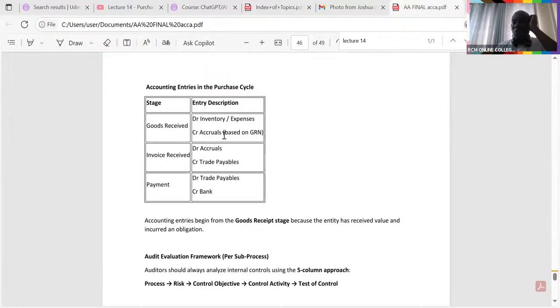So you as an accountant, which document are you using to support a journal? Journals must be supported. All right. So in this case, it is the goods received note.